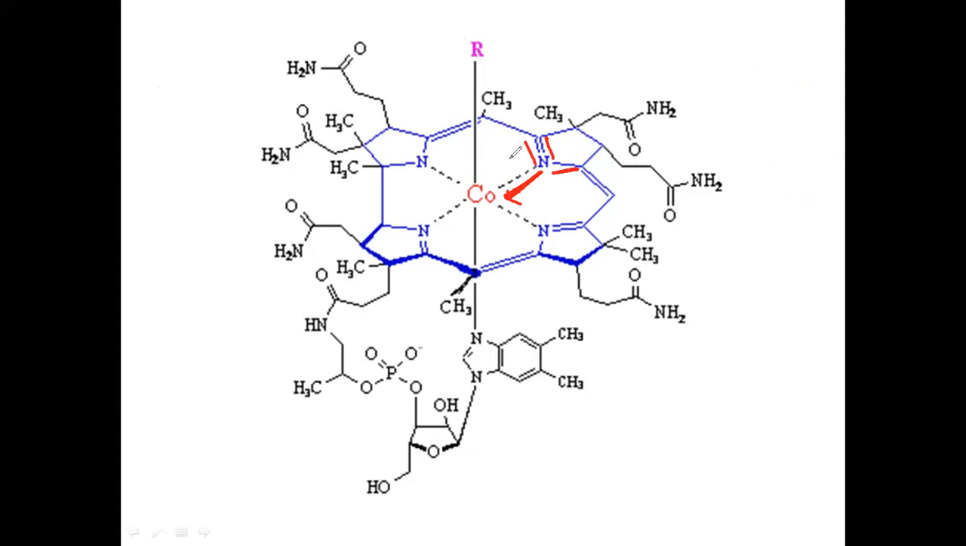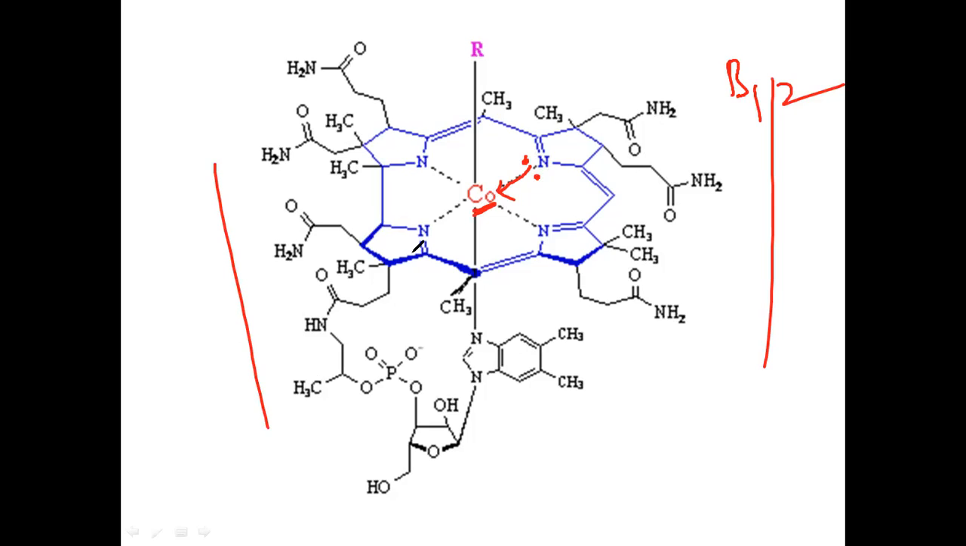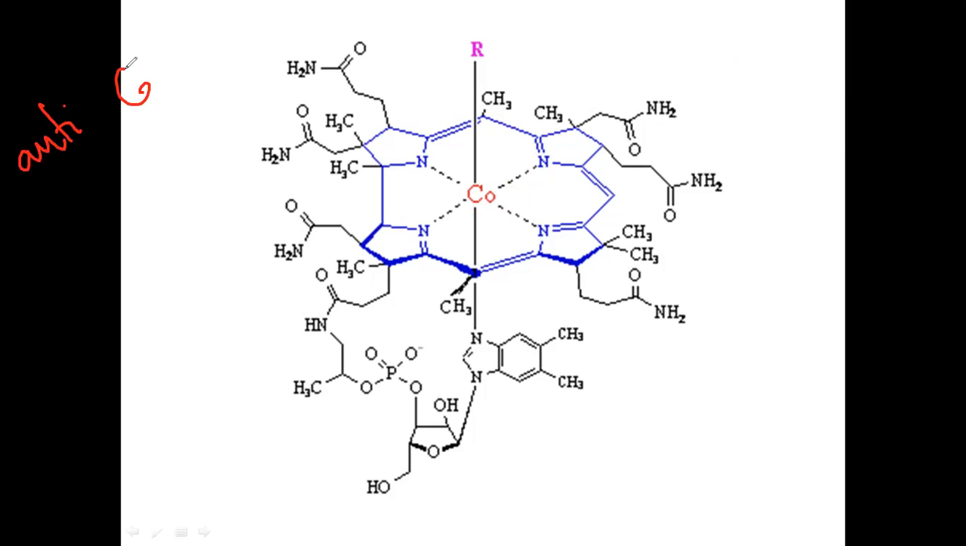Why is it making a fourth bond here? Because this nitrogen is donating its lone pair of electrons to the central metal cobalt ion. So this is cyanocobalamin, the B12 vitamin. In nature, there are many coordination complexes. Like the drug cisplatin, you know the anti-cancerous drug, which is cisplatin.